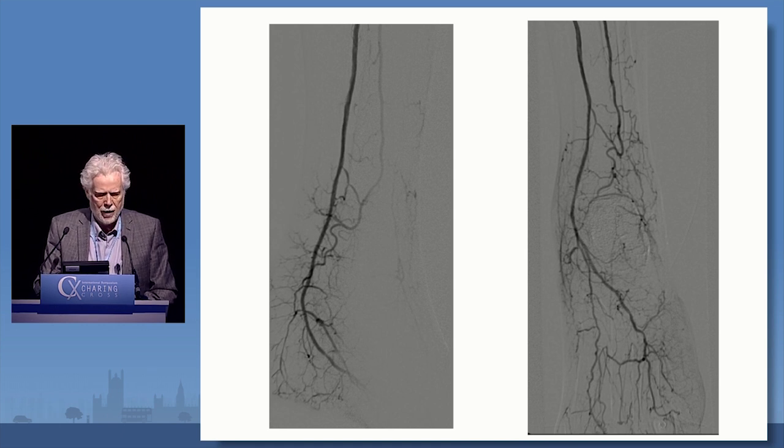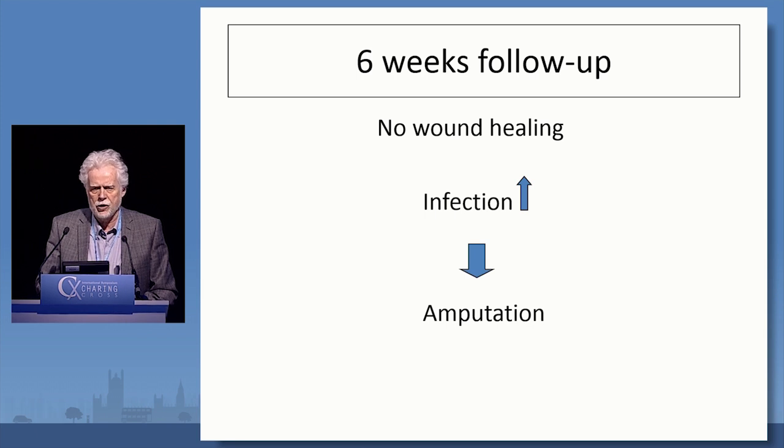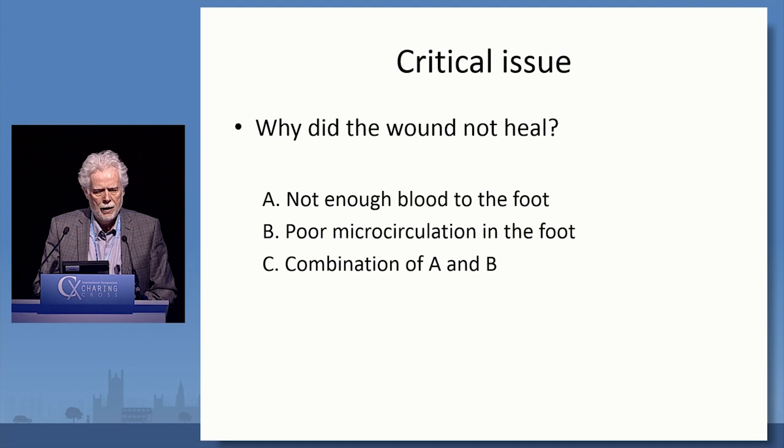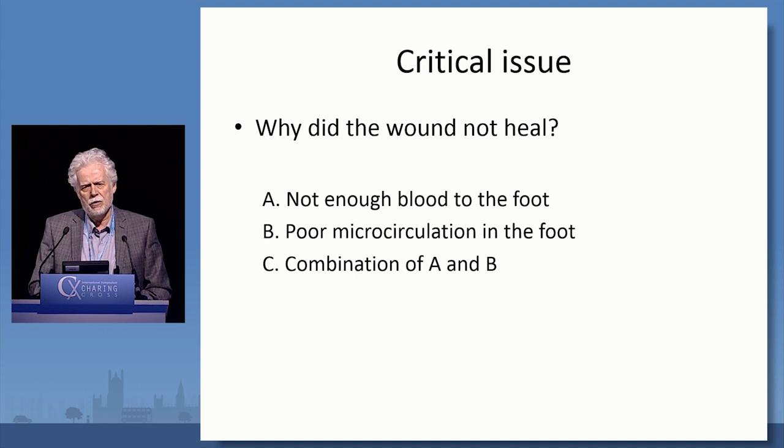And we did some follow-up. In follow-up, there was no wound healing, there was infection, and 6 weeks later, everything was amputated. There was no occlusion of the vessels. We have revascularized, and still at 6 weeks' time, despite the good result, there was an amputation. And the question is, why did the wound not heal? Well, did we not bring enough blood to the foot? Probably we brought as much blood to the foot as possible. So there must be another reason. Maybe there is something in the foot which is just not capable of handling all this blood. Maybe there's a very poor microcirculation which will not cope with all the blood we're bringing down there. Or maybe it's a combination of both.